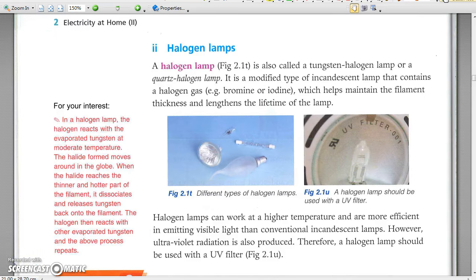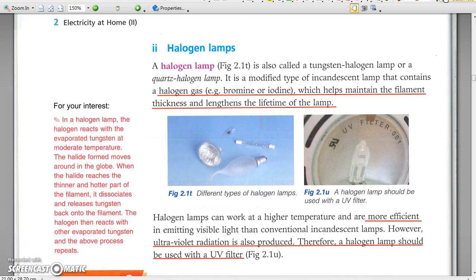2. Halogen lamps. The bulb of a halogen lamp is filled with bromine or iodine, which may reduce the evaporation of filament at high temperature. The lifetime of lamp can thus be lengthened.